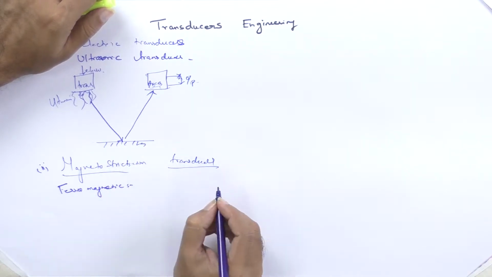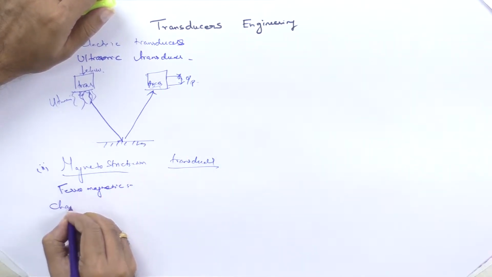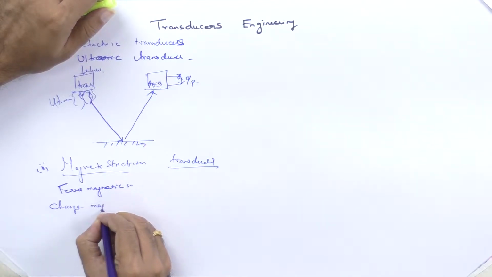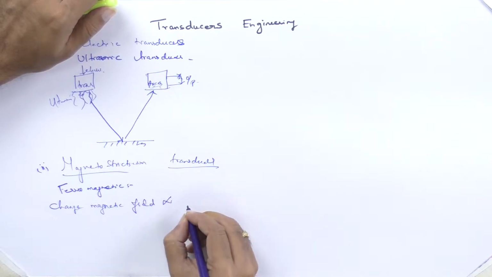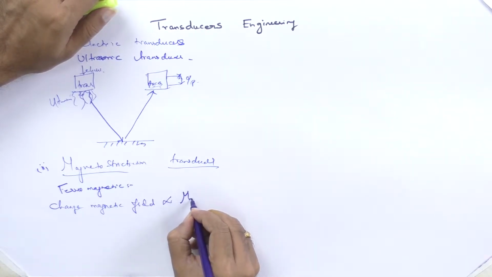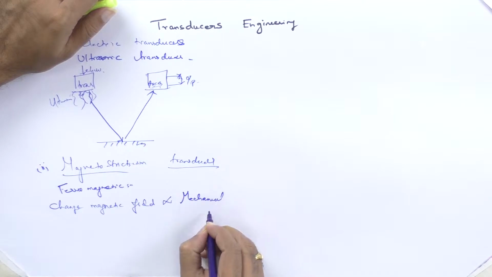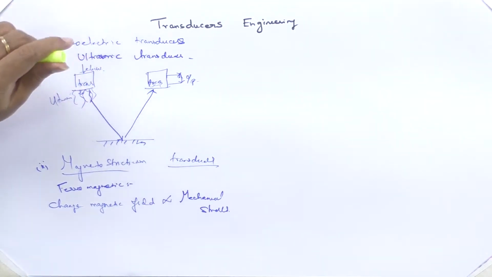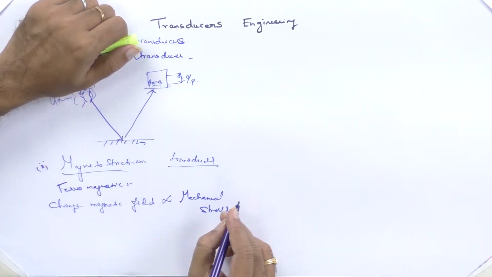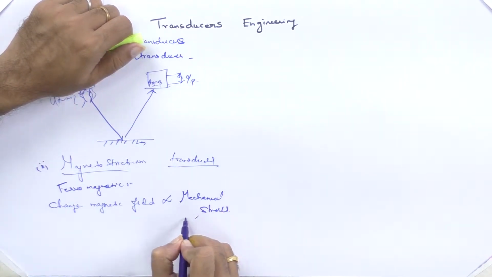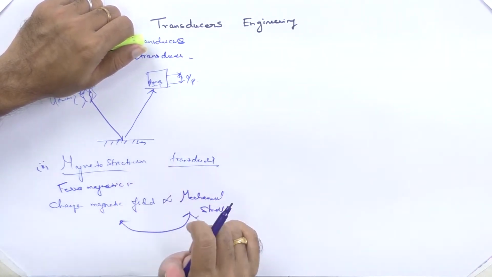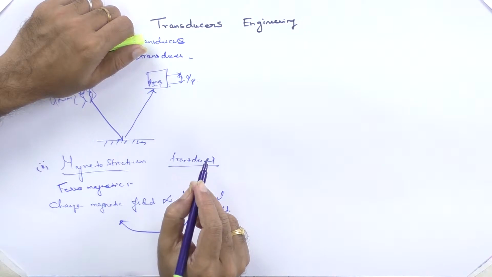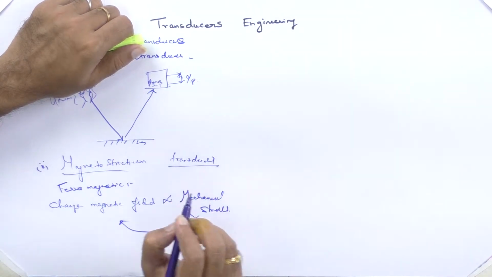That is, when you change the magnetic field, there is a proportional change of mechanical stress. This is what happens there. This can also be in the inverse: when the mechanical stress is changed, there will be a change of the magnetic field present inside the material.